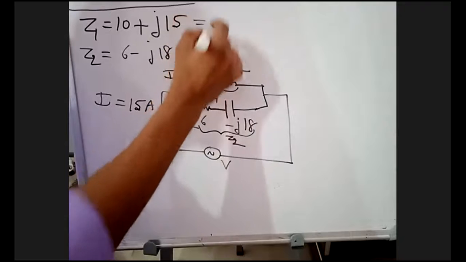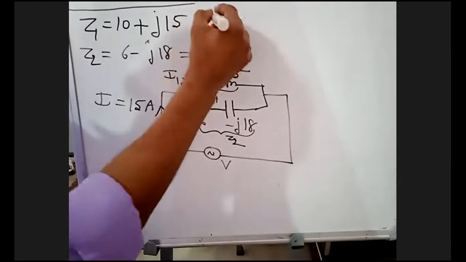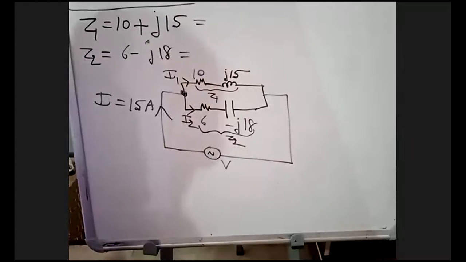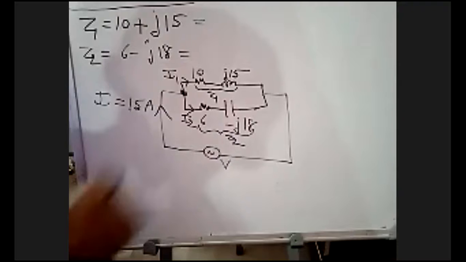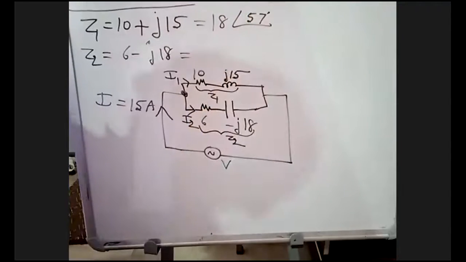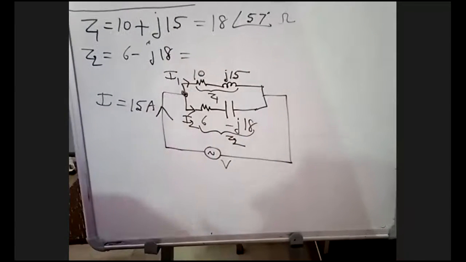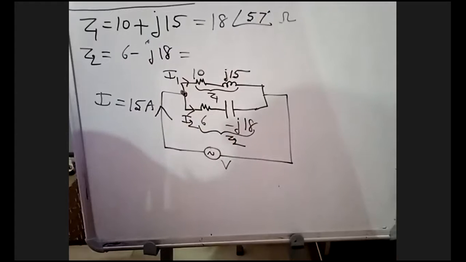Convert this to polar form. POL 10, 15. The magnitude is 18.02 at an angle of 56.30. Let us take it as 57, as your textbook gives it. Approximately, it is 18 at an angle 57.